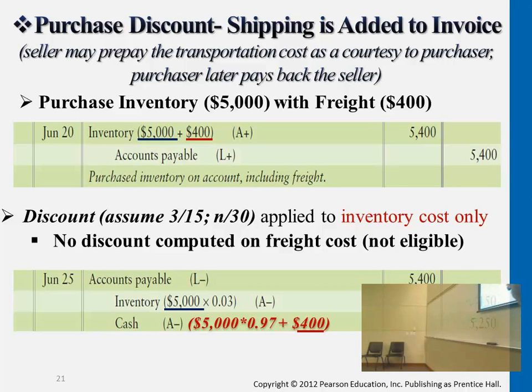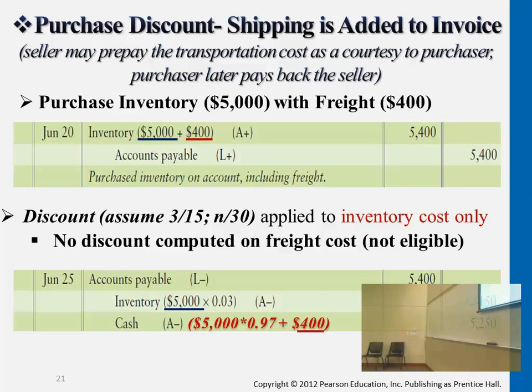Here is another example. Let's say I purchase inventory from a company worth $5,000. That's the value of the goods, and $400 is the freight charge. If the seller has that contract, I just pay the freight charge directly to the seller, and then the seller deals with UPS or FedEx. In this case, the inventory amount altogether will be $5,400 together with the freight charge. And of course, if I'm not paying the money immediately, then it will be accounts payable.